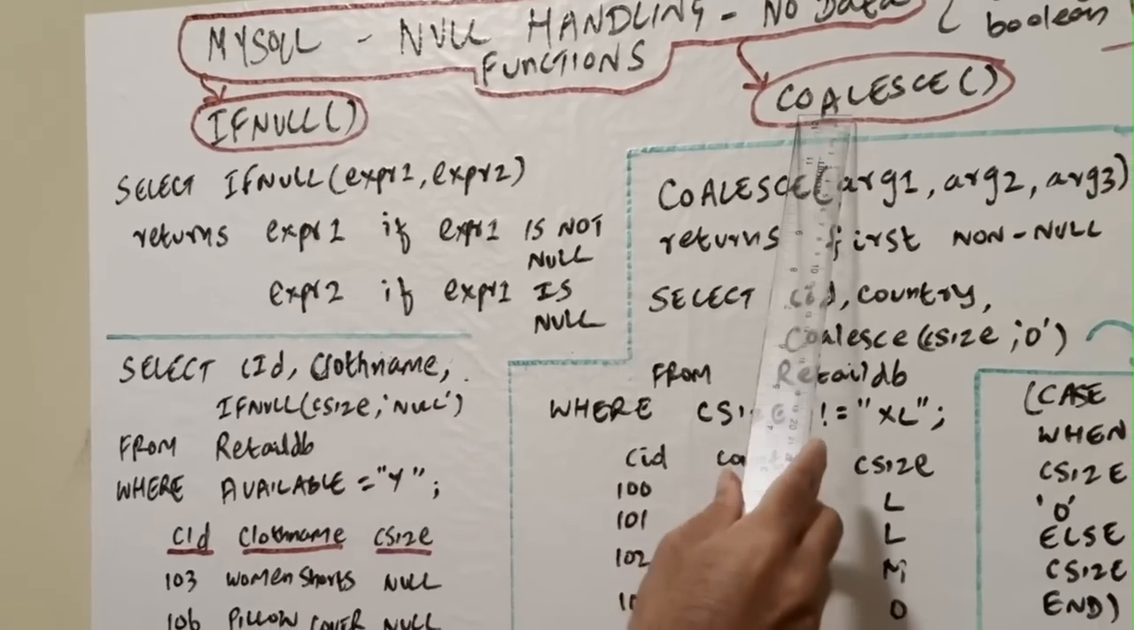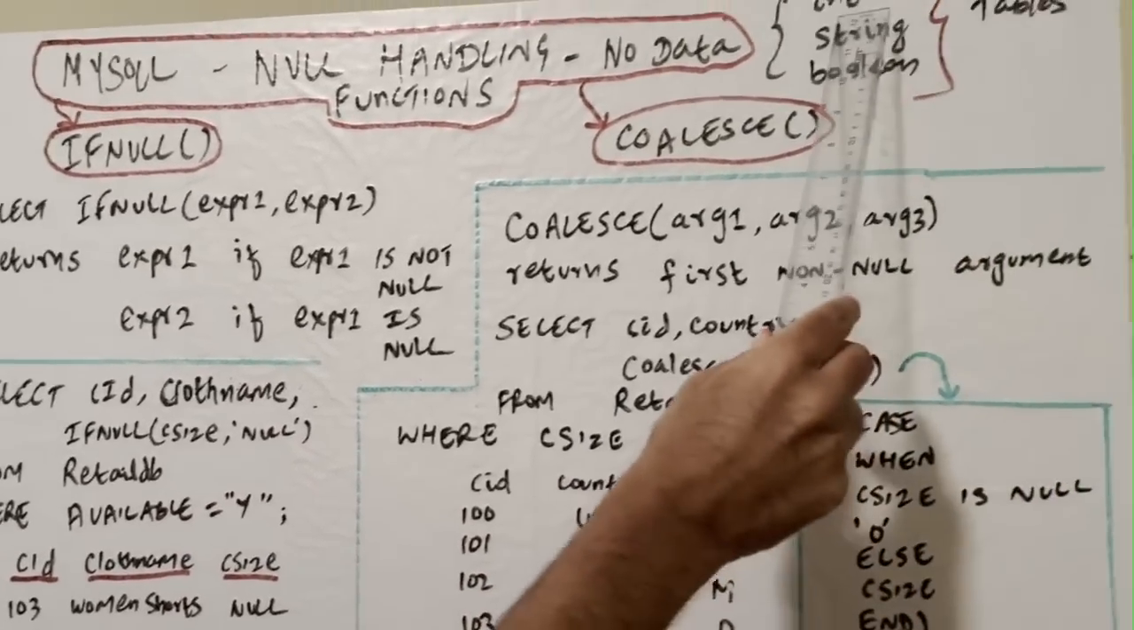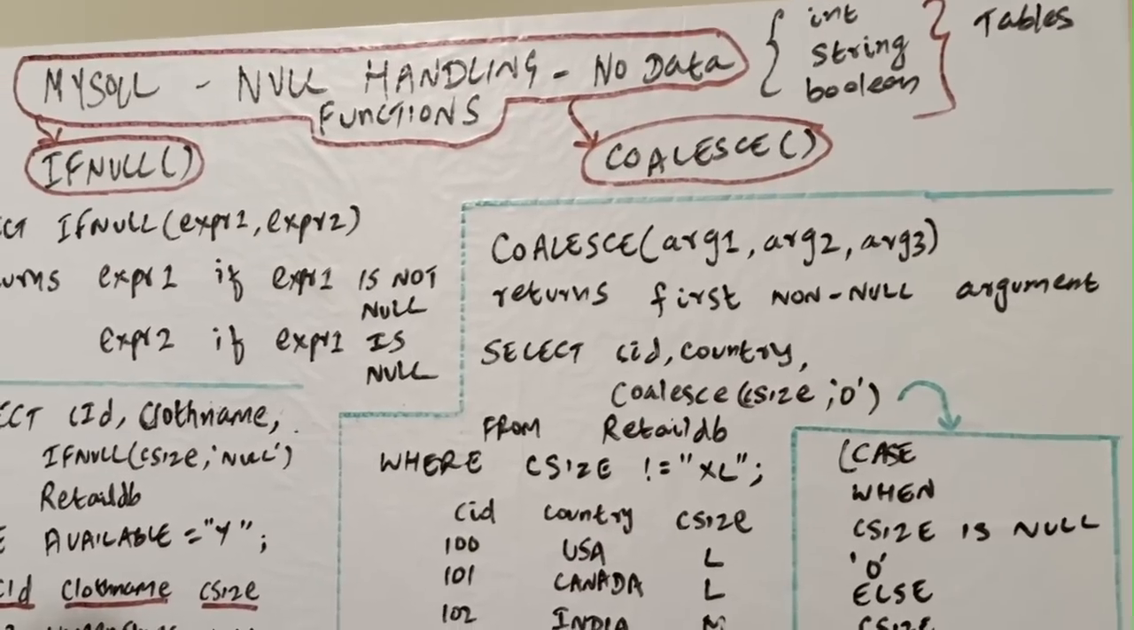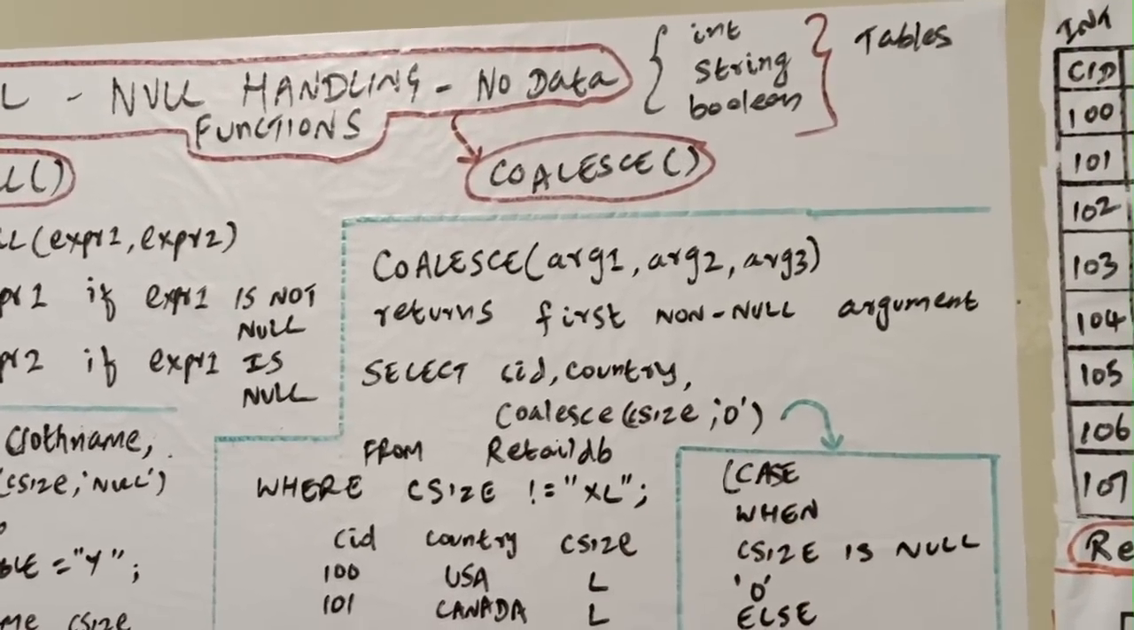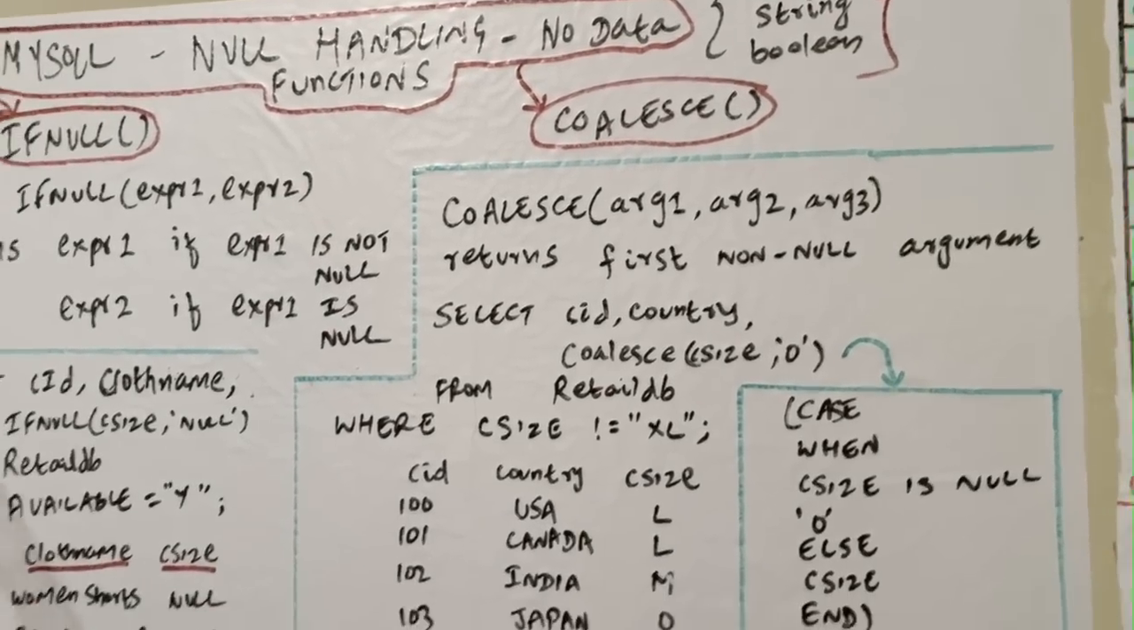So there are two functions here. They can be used on integers, and even string values. For a string value, it may be no data, or even a Boolean value in the columns of the table. Let's see how to handle those.